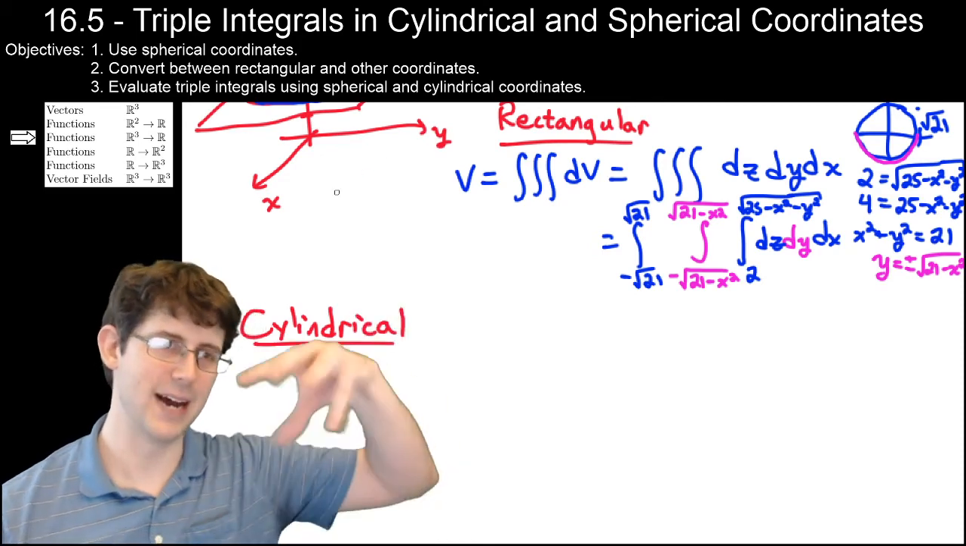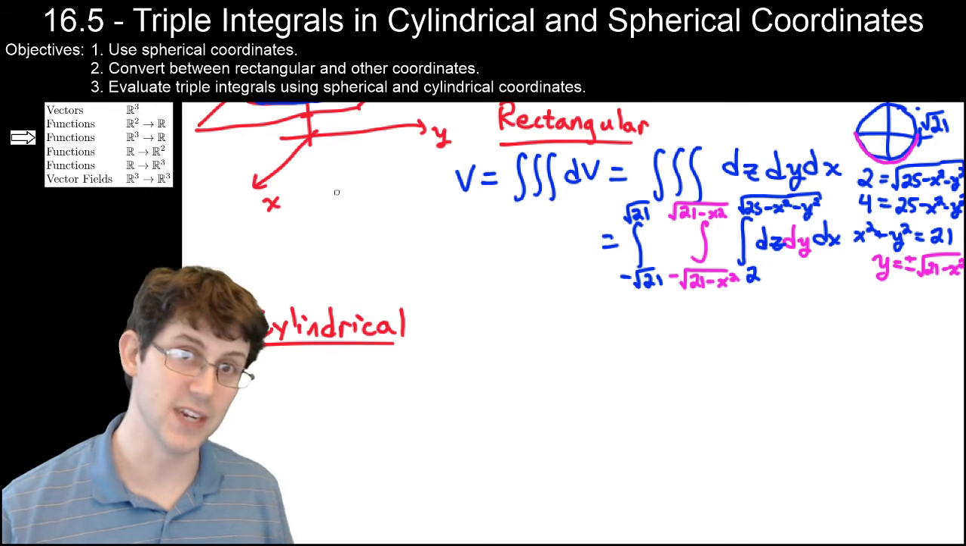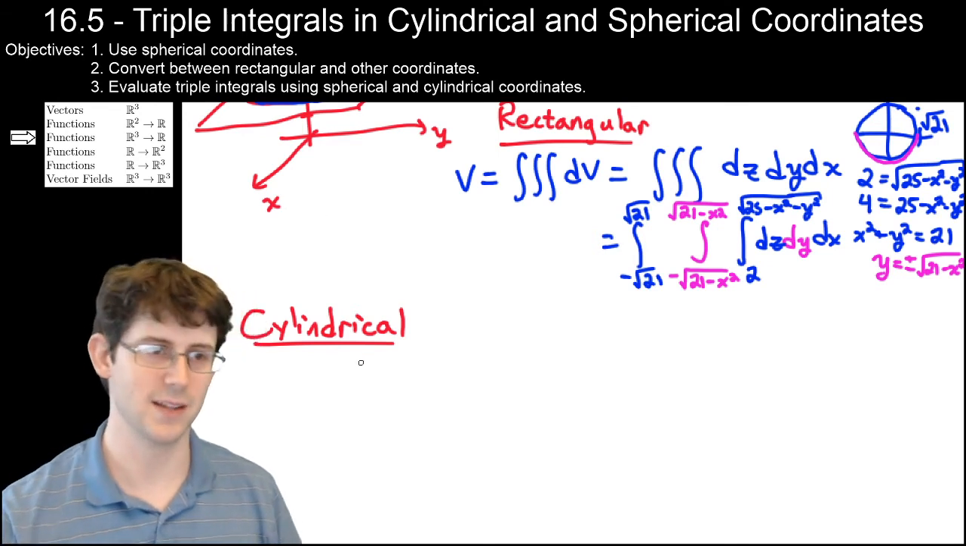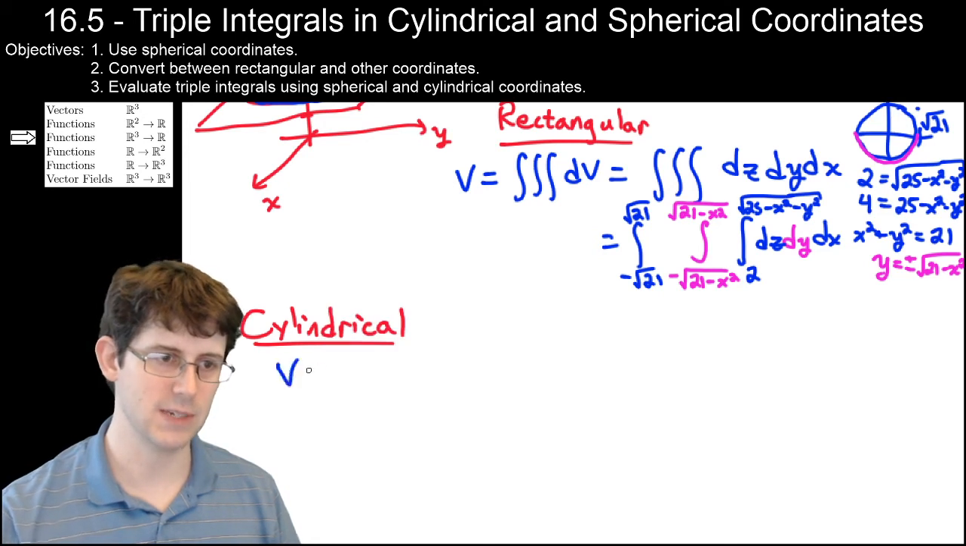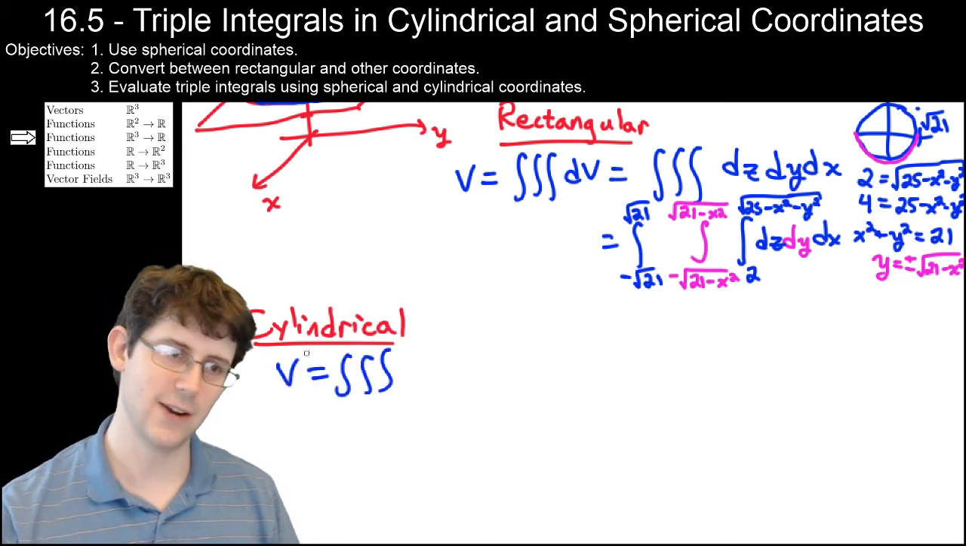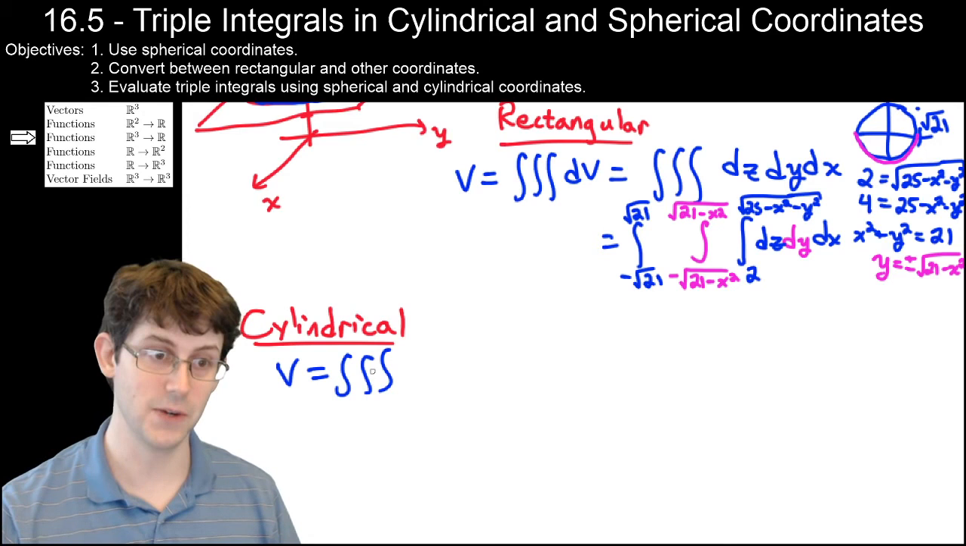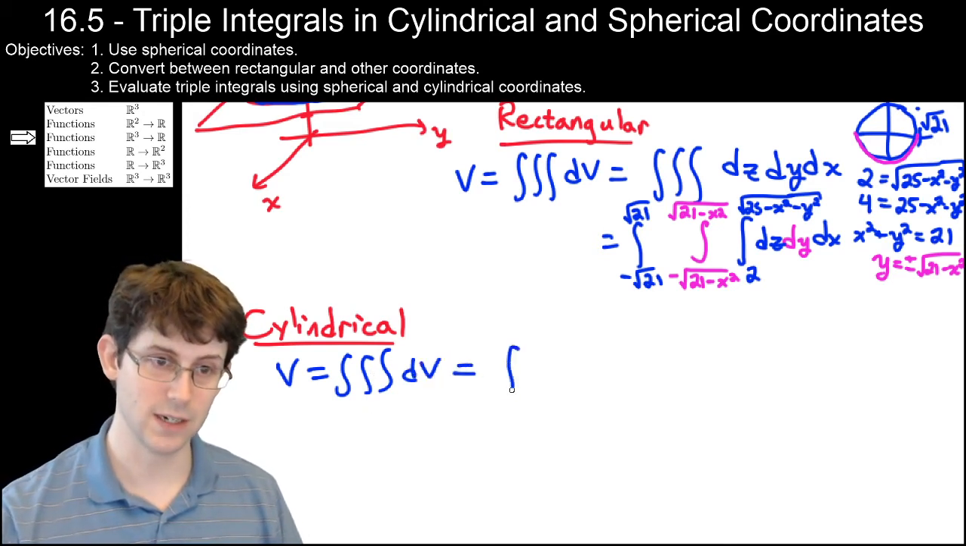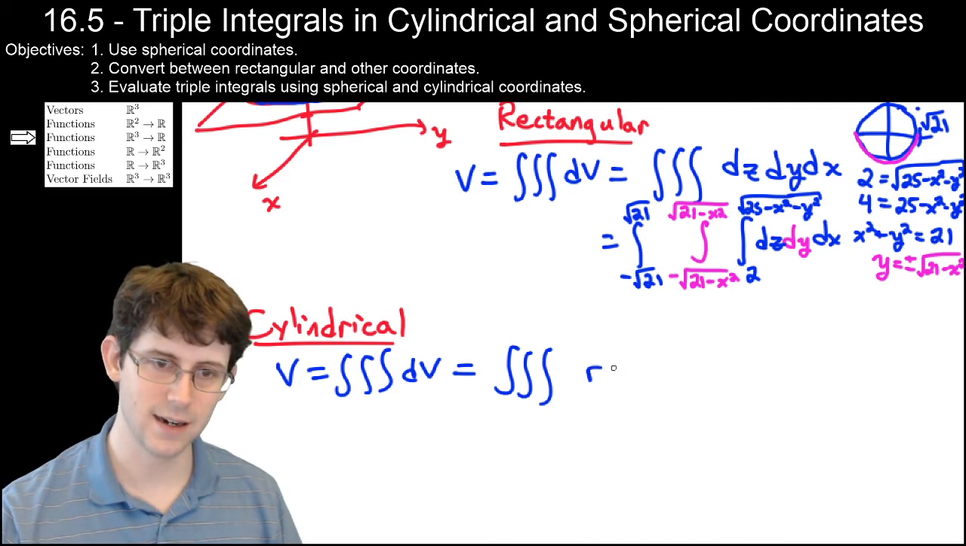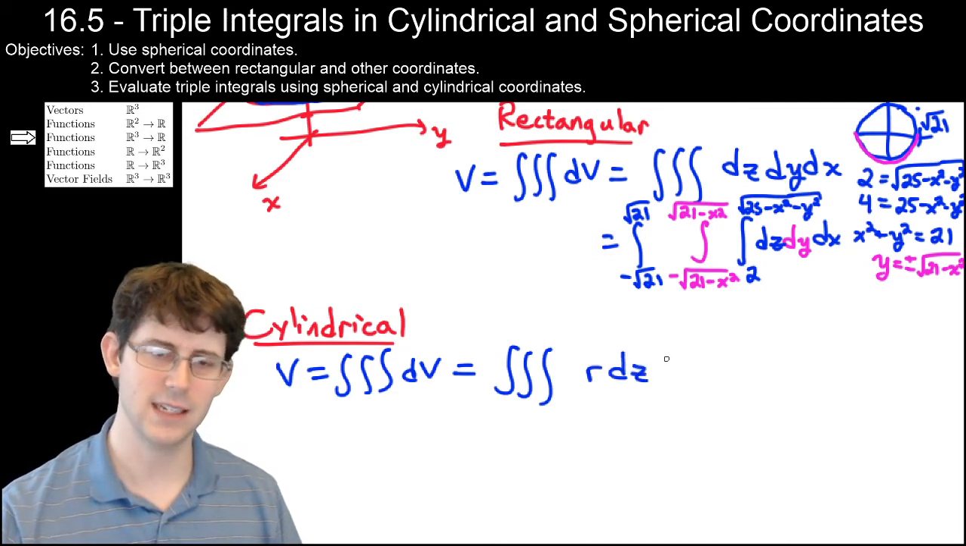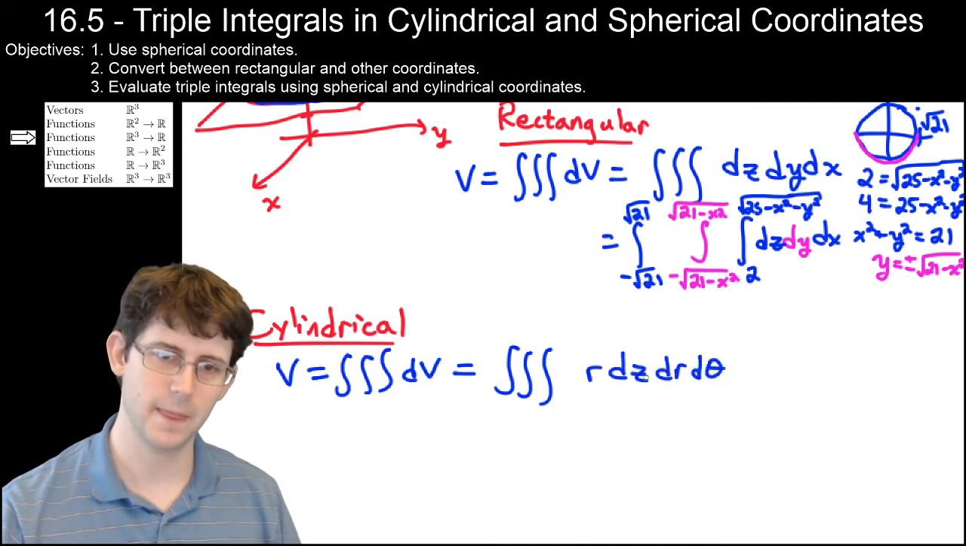Since one of the surfaces is a literal sphere, we're probably going to like spherical coordinates the best, but we'll see. So for cylindrical coordinates, same start. This is how all of calculus works. You want to find a thing, you integrate the little bits of the thing. But in cylindrical coordinates, dV is r, and then we've been going with dz, dr, d theta as our easiest order.